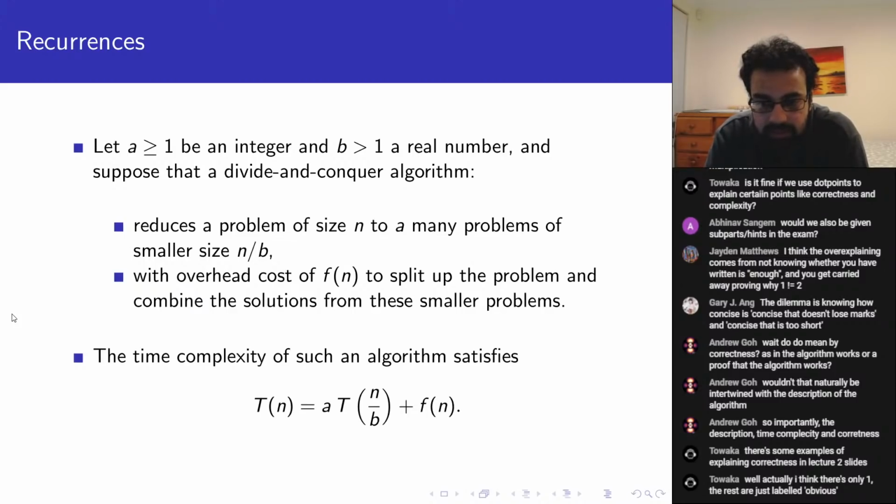Does that framework make sense? Importantly, the a and the b aren't always the same. We've already seen a couple of examples, merge sort and inversion counting, where both a and b were 2. We divided an instance of size n into 2 halves. Can someone give me an example of a divide and conquer algorithm that you've seen before where the a and the b here are not the same?